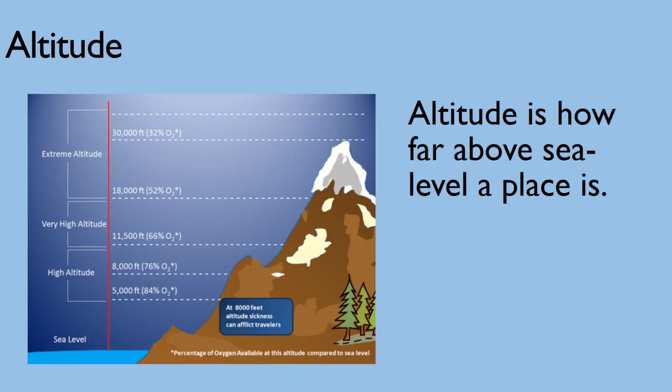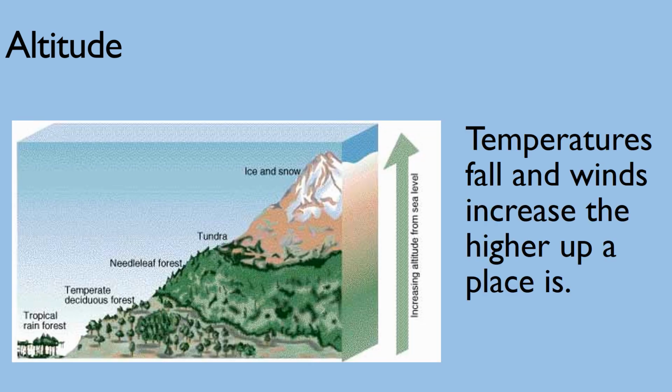Now, another word which sounds a bit like latitude but mustn't get it confused, it's very different, is altitude. Now, altitude is how far above sea level a place is. And this is actually a diagram based around Mount Kilimanjaro in Africa. It's a very basic diagram. It's a very tall mountain. But basically, the higher up you go, the colder it's going to be, and the windier it's going to be. So temperatures fall and winds increase the higher up a place is. So clearly, where you get mountains, that's going to affect what can grow.